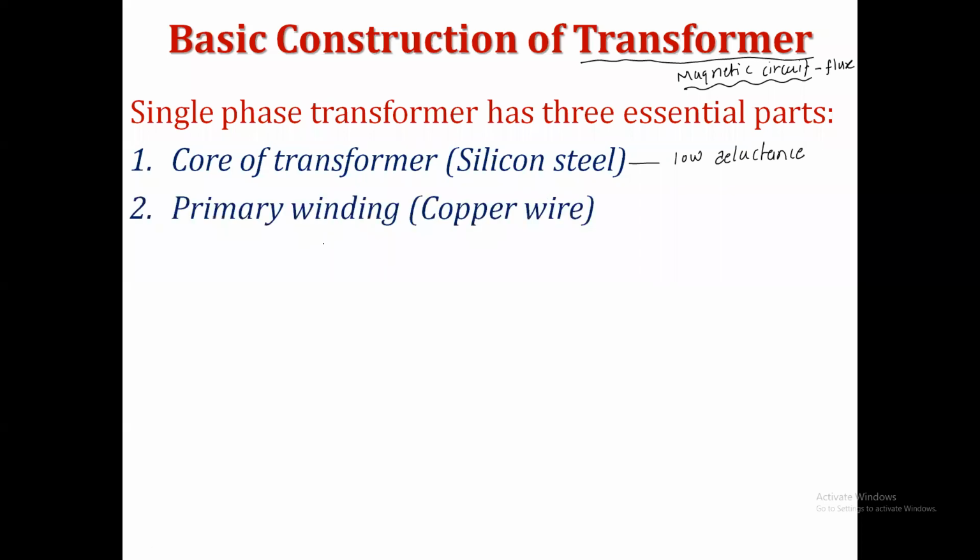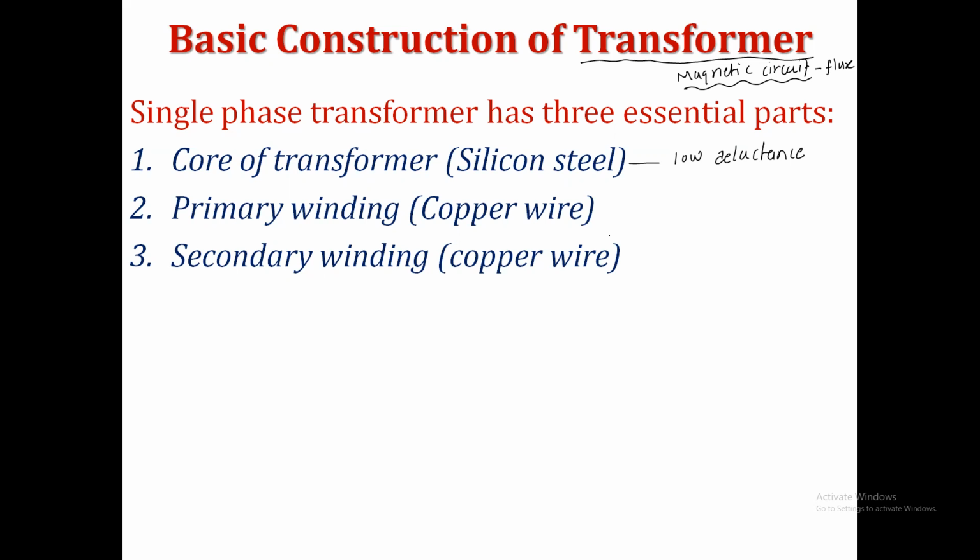The second is the primary winding, and for the winding, copper wire is used. Just like electric motors, if you observe, copper wires are used. And the third one is the secondary winding. Again, copper wires are used. It means that in the basic construction of a transformer, two windings are there. One we call a primary, another we call a secondary, and the one component is the core of the transformer. Now, definitely the question comes to your mind: which winding do we call a primary and which winding do we call a secondary?